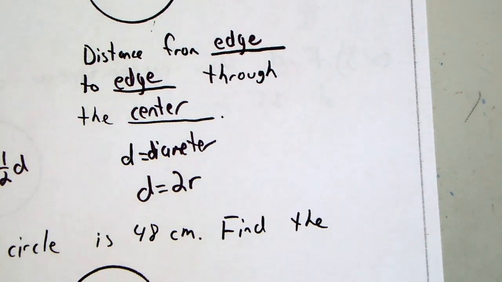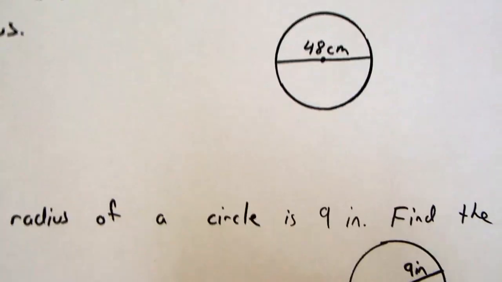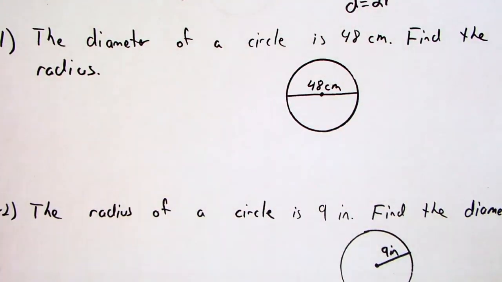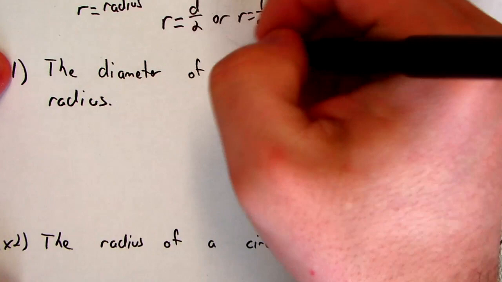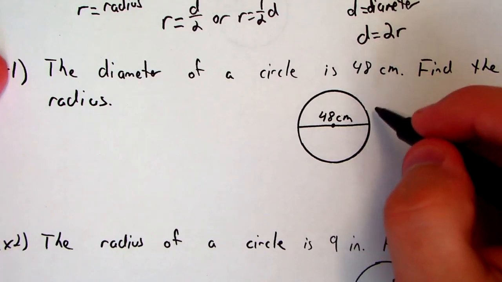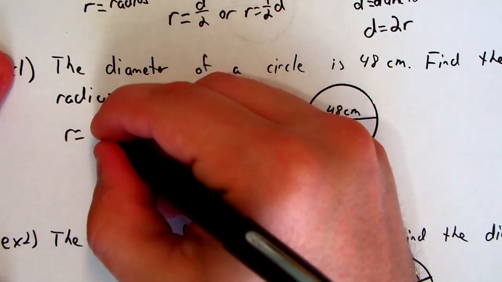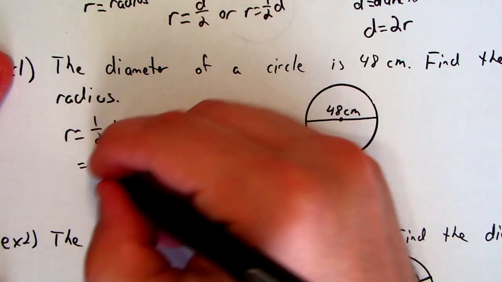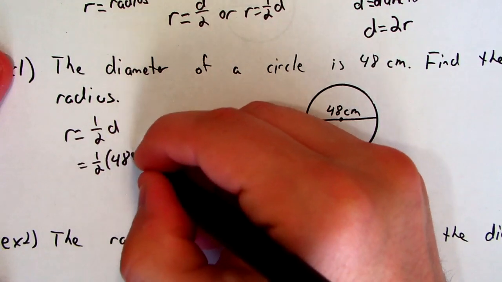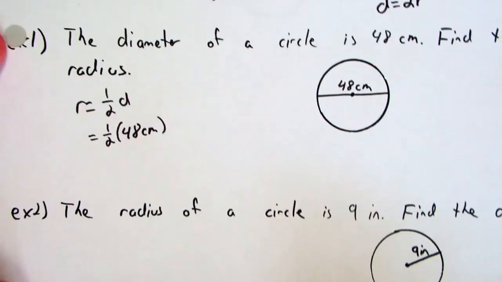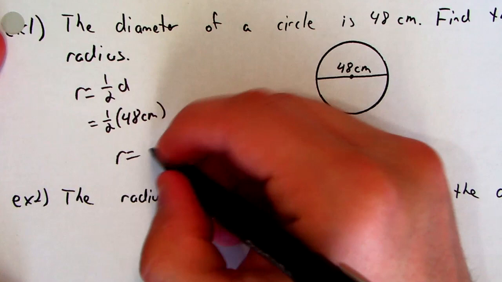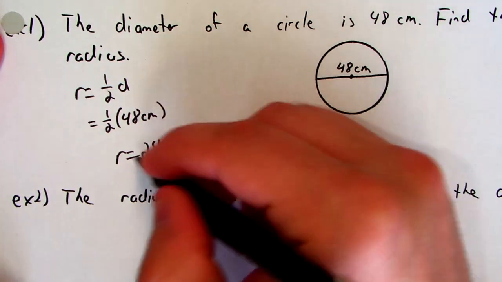So let's go ahead and use this information to help us find some examples. Example 1 says the diameter of a circle is 48 centimeters. Find the radius. We're looking for the radius, so we're going to use one of these two equations. We know that the diameter is 48, so I'm going to substitute 48 centimeters in for the diameter here. And 1/2 of 48, so the radius is 24 centimeters.